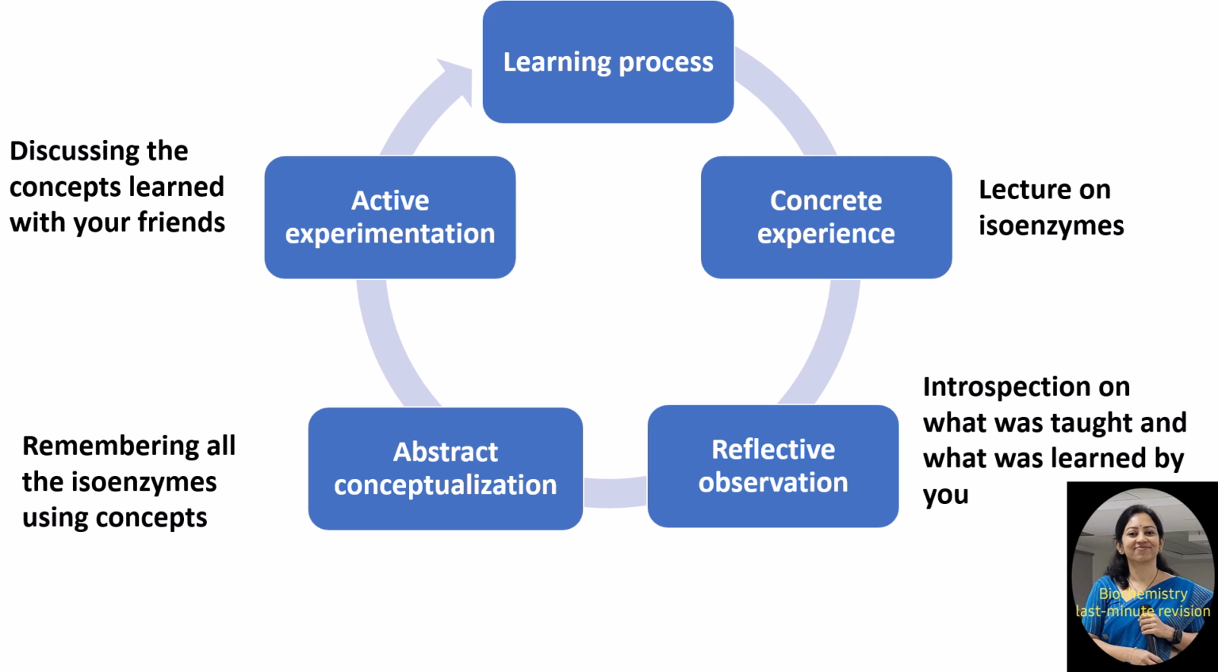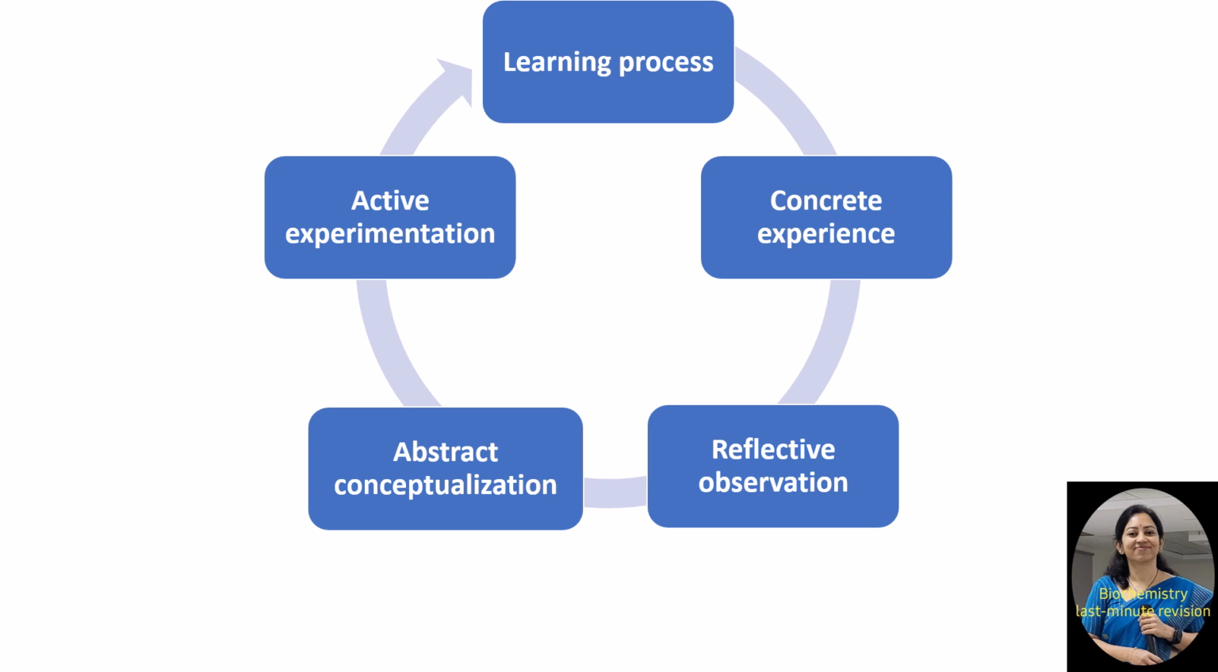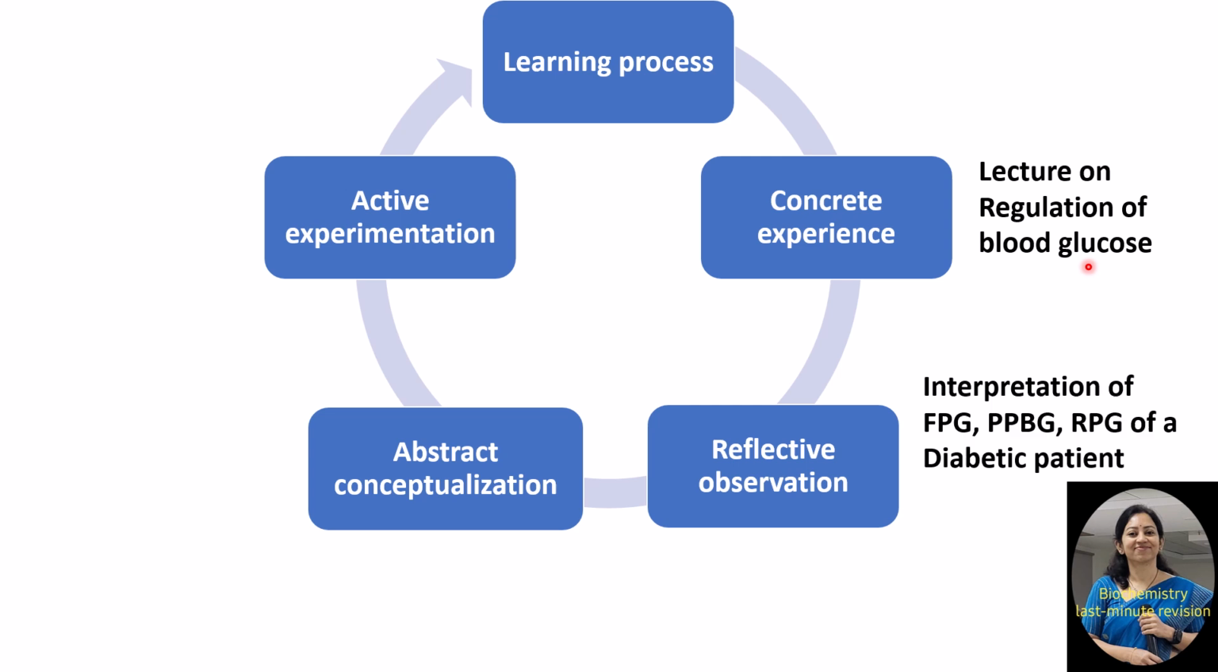Let me give one more example to understand this learning process better. So this is for the applied part. You listen to a lecture on regulation of blood glucose. That becomes the first component of the learning process, that is concrete experience. The next one is reflective observation. Here you are required to interpret the fasting plasma glucose, postprandial plasma glucose, or the random plasma glucose of a diabetic patient. This is for applied learning.